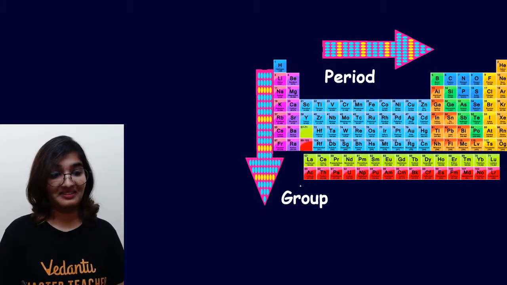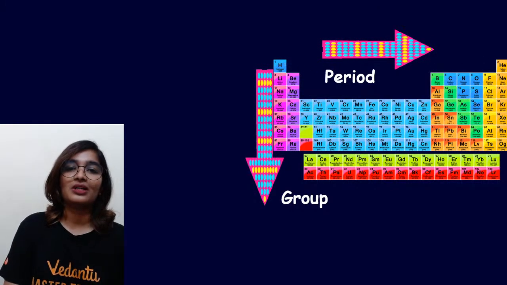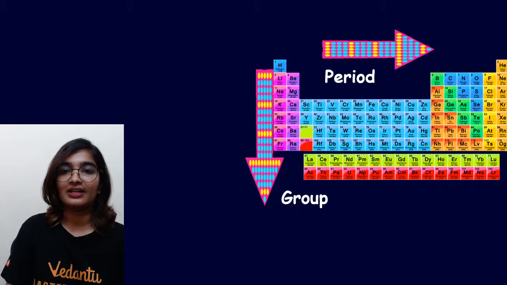Someone chose 17. Wow. And then you have 18 groups. See, 1, 2, 3, 4, 5, 6, 7, 8, 9, 10, 11, 12, 13, 14, 15, 16, 17, 18. Yeah.